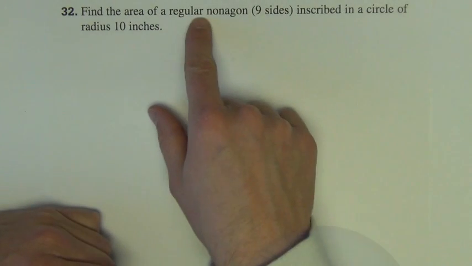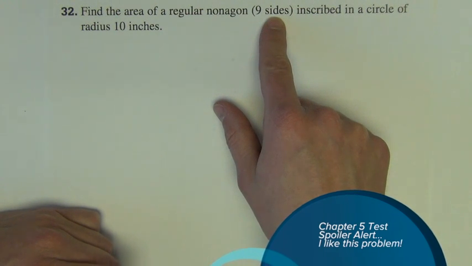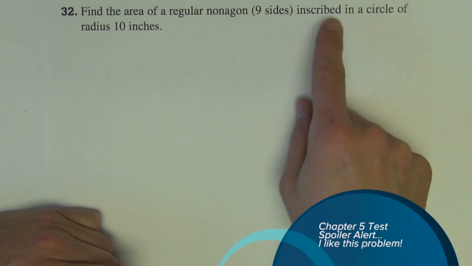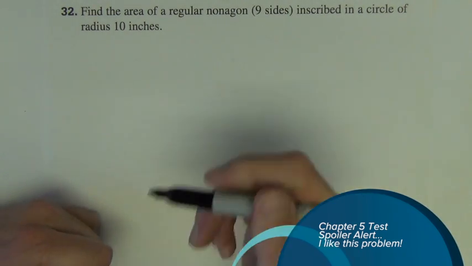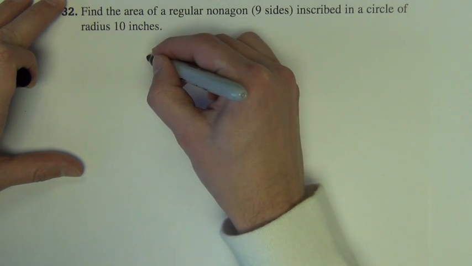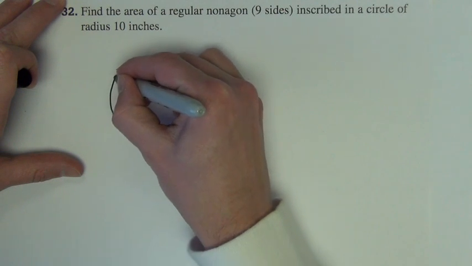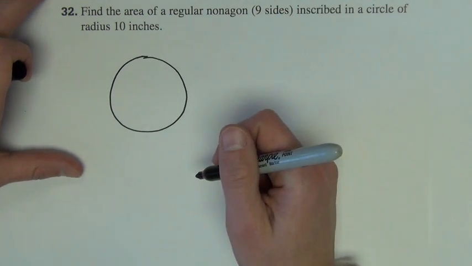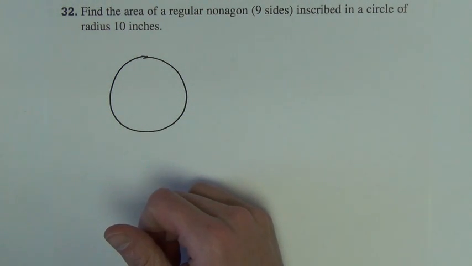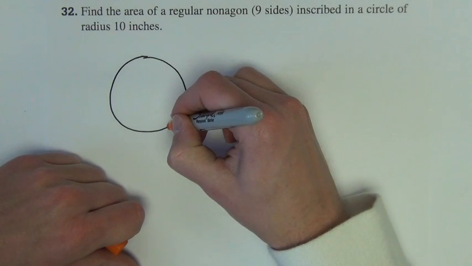Last problem I have says find the area of a regular nonagon, and if we don't know what a nonagon is, it's one that has 9 sides. Regular means all the sides are congruent, all the angles are congruent, inscribed in a circle of radius 10 inches. So let's see how close we can get to drawing a circle here. Okay, maybe something like that. I am not going to try and draw a nonagon inside this circle, but a nonagon has 9 sides.